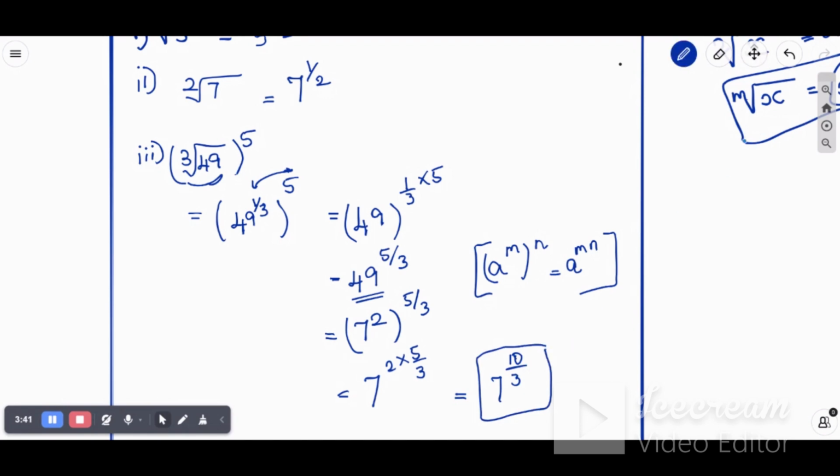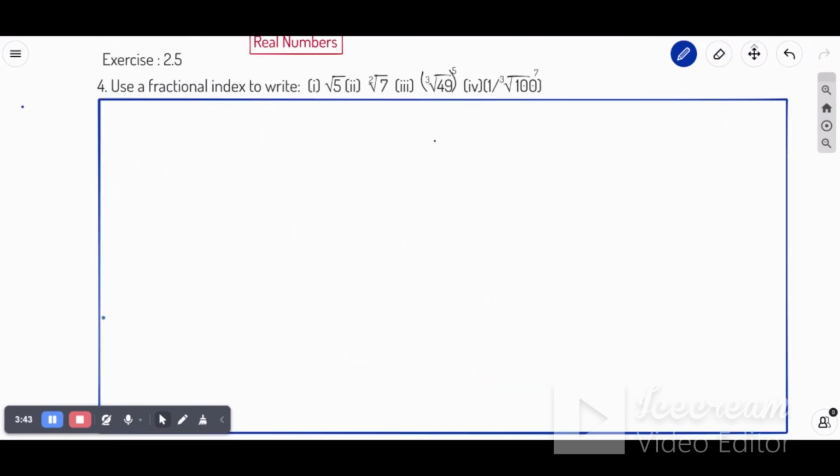Let's move on to the next question. The fourth question, the final part, you have to write your question carefully: 1 by cube root of 100, the whole power 7. First of all, please be clear with your question. As usual, don't do anything to your brackets or the numerator, just solve the denominator. What is this? 100 cube root means you have to write 100 power 1 by 3.